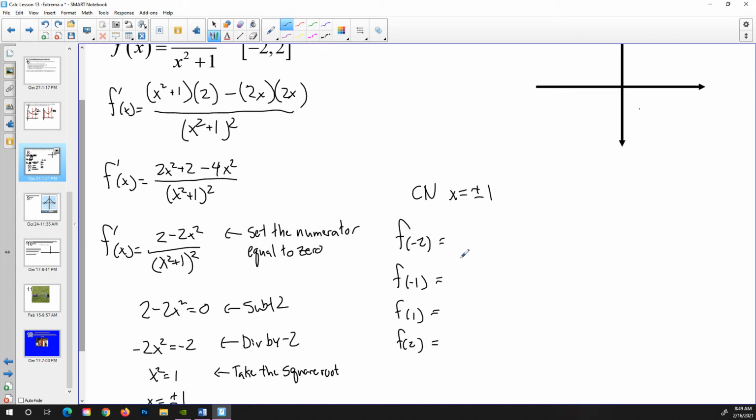If I plug -2 into the original function, I will get -4/5 out. If I plug in -1, I get -1 out. If I plug in 1, I'll get 1 out. And if I plug in 2, I'll get +4/5 out. So this right here is the minimum value.